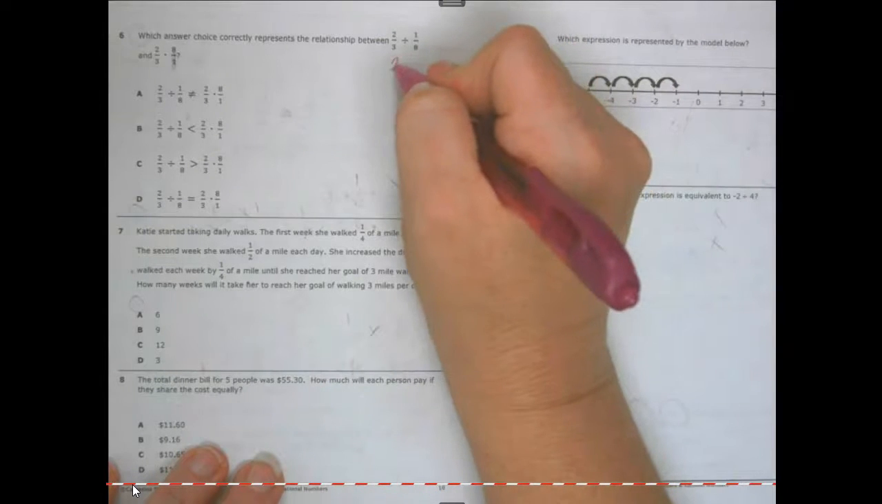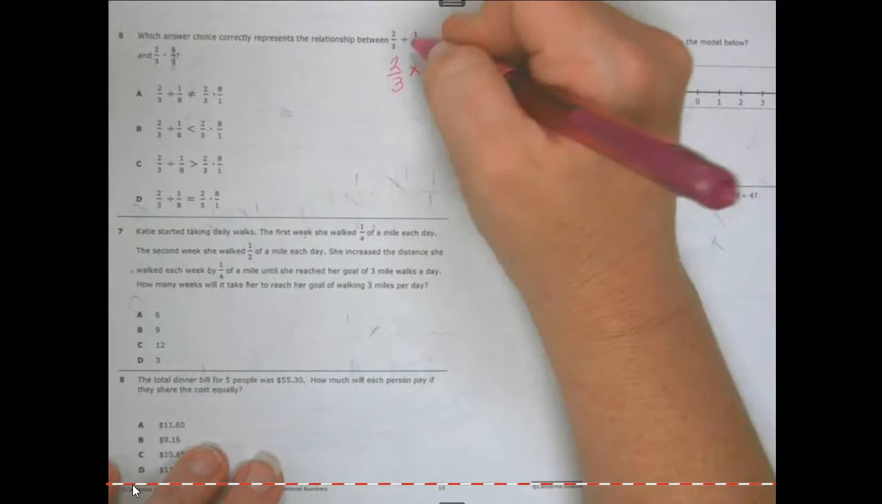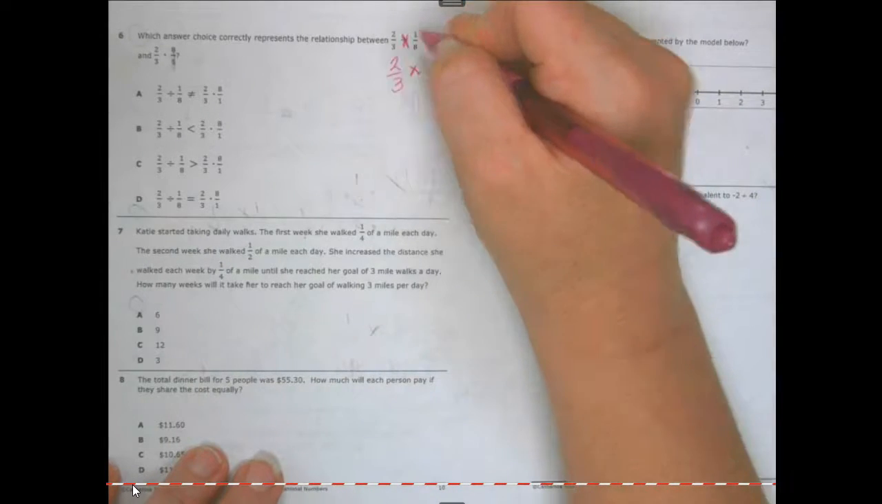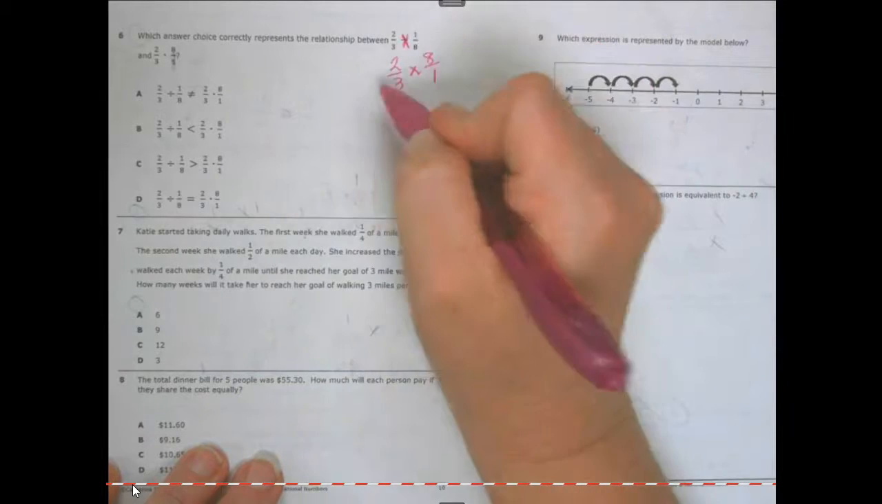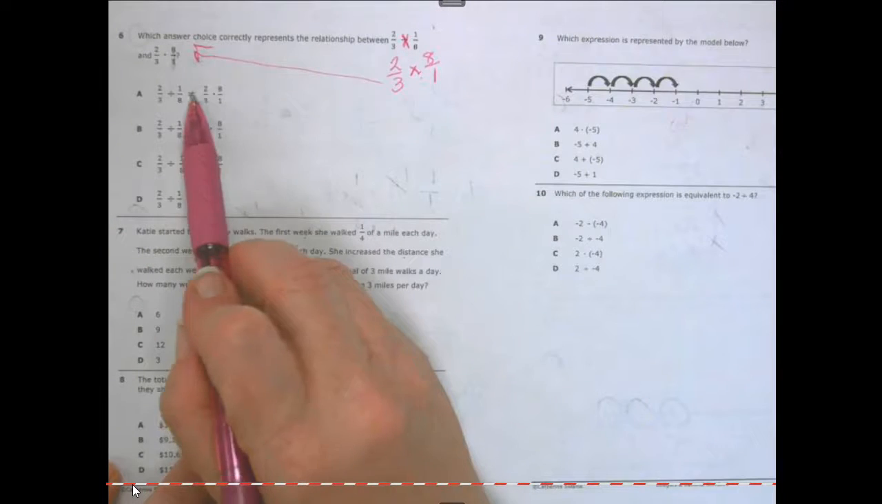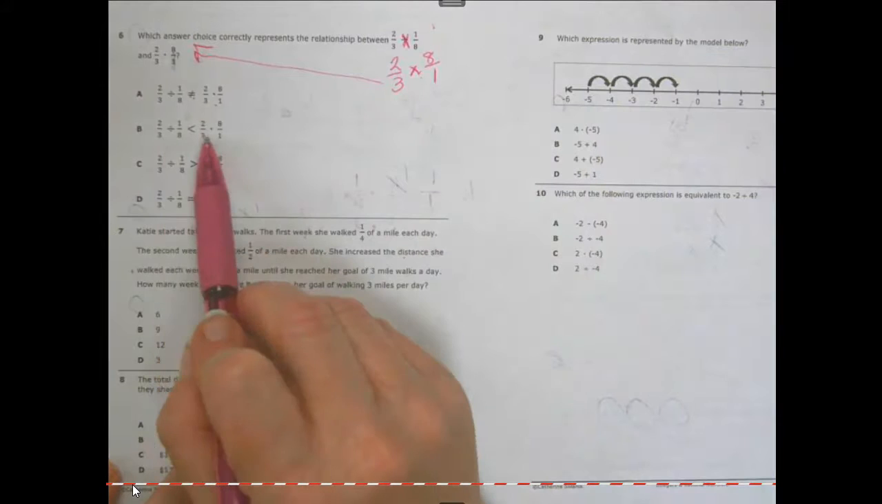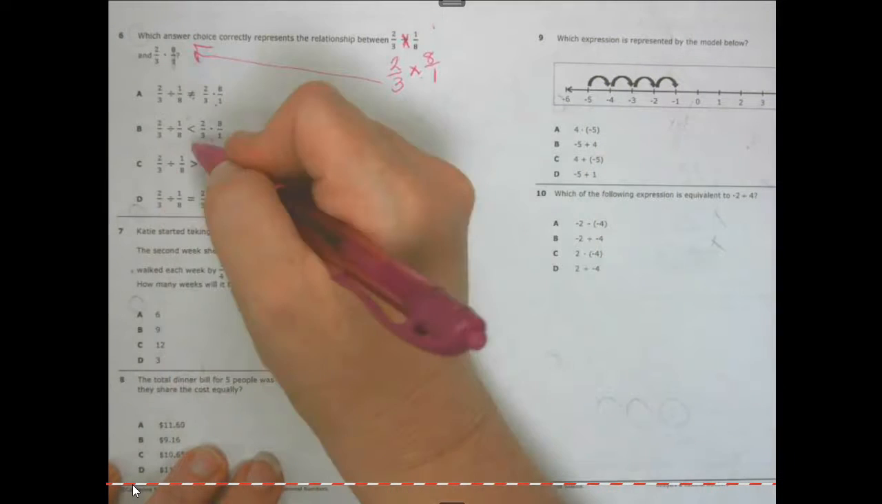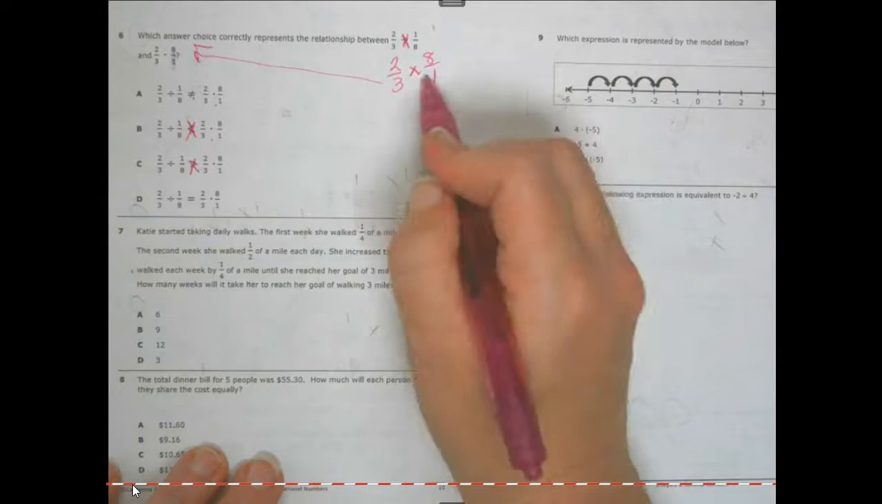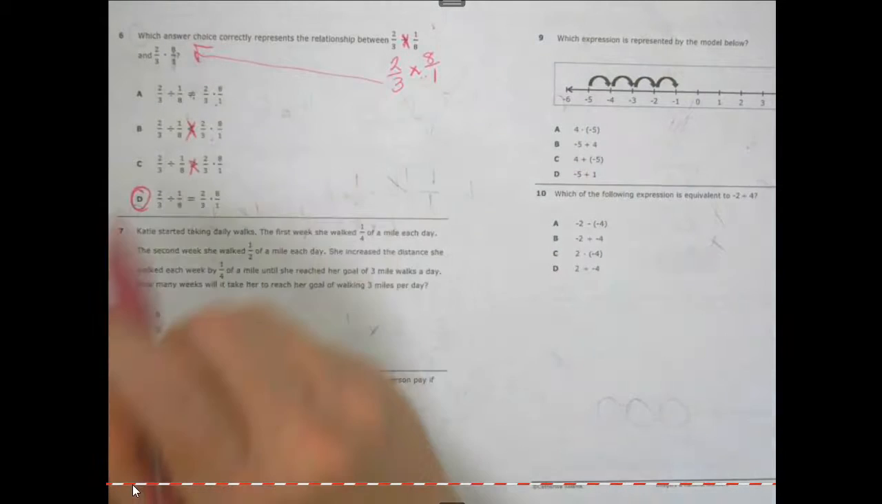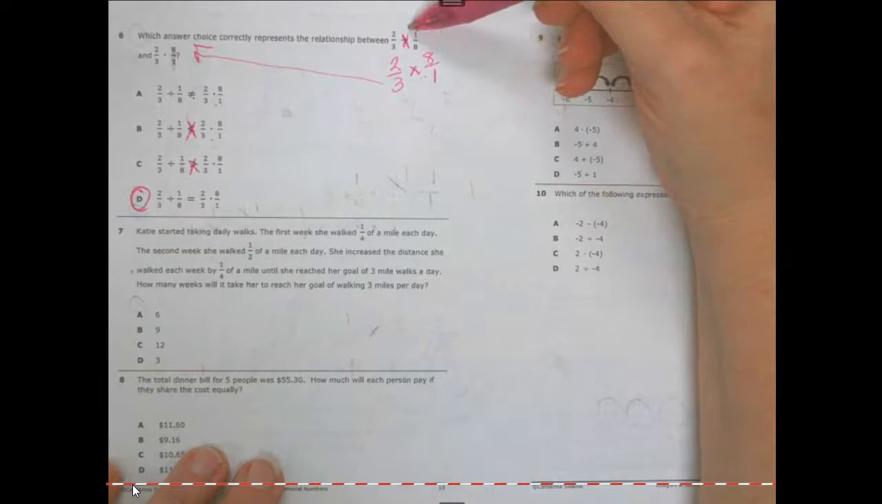Which answer choice correctly represents the relationship between 2/3 divided by 1/8 and 2/3 times 1/8? So I know when I am dividing, I'm going to do 2/3 times, because I keep, change it to multiplication, and I flip it, 8 over 1. So I get the same thing when I use the multiplication. So these are equal. No, there's not one greater than. So my answer is D, because they are equal, because we keep, change, flip.